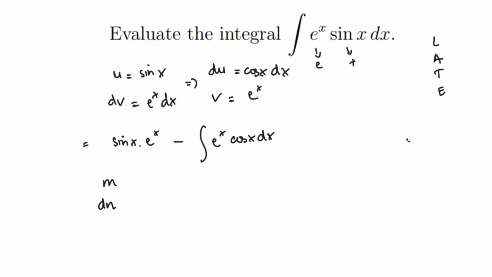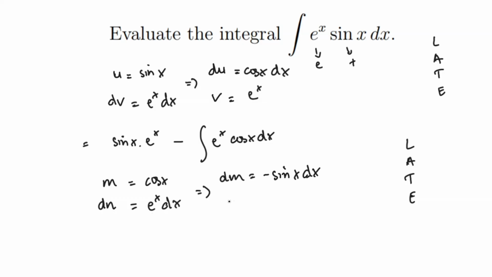As our rule, LATE: e to the x is the exponential, which is e, and cosine is trigonometric, which is t. T is higher than e, so we're going to let m equal the trigonometric function, and dn equal e to the x dx. So we differentiate m equals cosine x, so dm equals negative sine of x dx. And we find n. So n equals the antiderivative of e to the x, so it's equal to e to the x, itself.